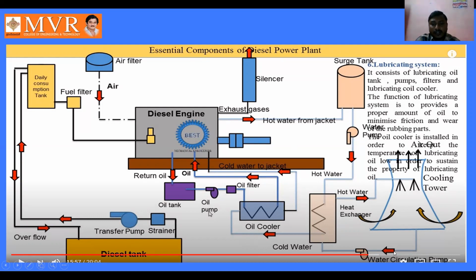After that, by using this cooling tower, we get cold water, and this cold water is exchanged in the heat exchanger. The hot water is cooled, taken away to the cooling tower, and the cold water is again recirculated into the engine cylinder. This is what we have studied up to now.